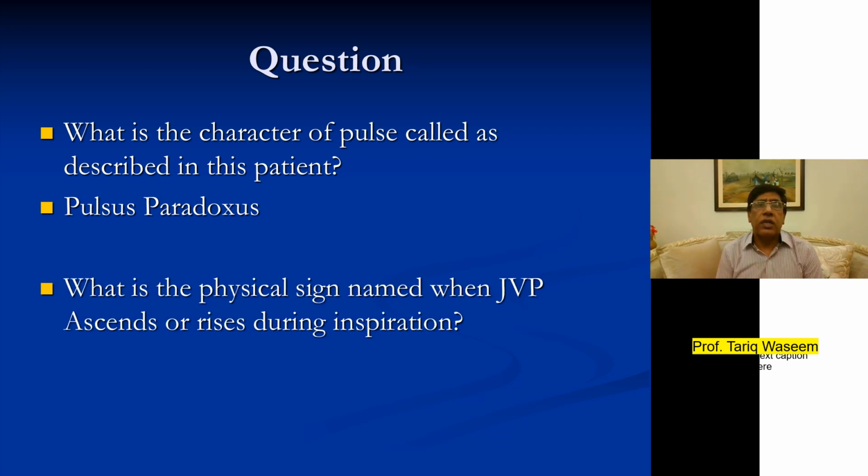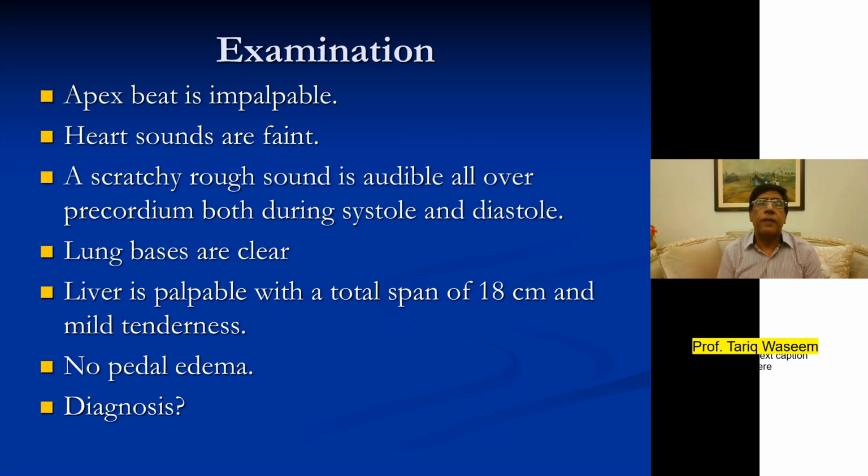The second thing was, what is this physical sign named when the JVP ascends or rises during inspiration? As we said, during inspiration you have a decrease in the height of the JVP column. But if it increases, this is called Kussmaul's sign. Now, these are the two physical signs specifically seen in patients with pericardial effusion, or maybe with pericardial disease like constrictive pericarditis.